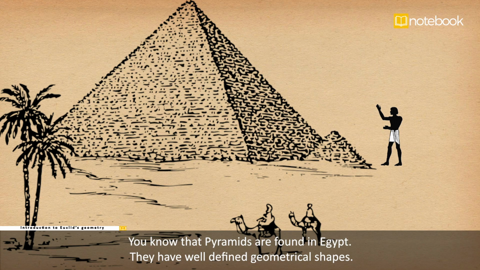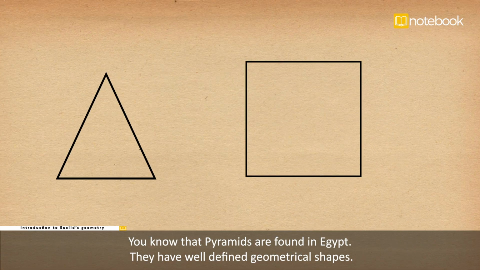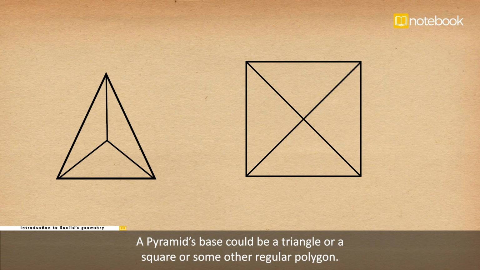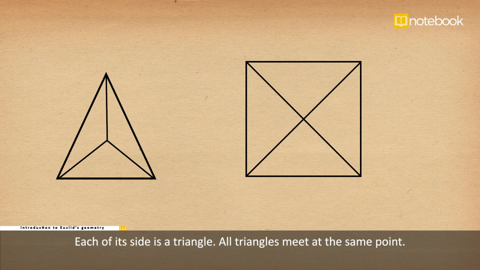You know that pyramids are found in Egypt. They have well-defined geometrical shapes. A pyramid's base could be a triangle or a square or some other regular polygon. Each of its sides is a triangle. All triangles meet at the same point.